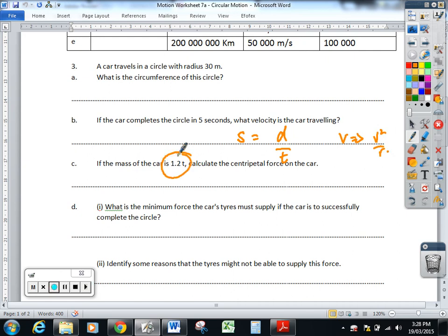Don't forget, in a few moments, that is tonnes, so it has to be converted, and we're going to use it to work out the centrifugal force. Okay, D. Let's have a look at D. What is the minimum force the car's tyres must apply if the car successfully completes the circle?